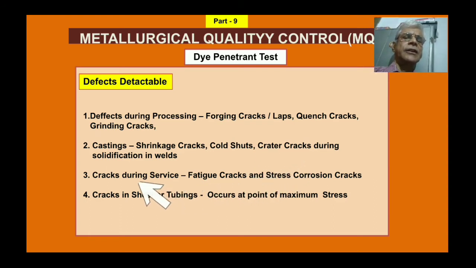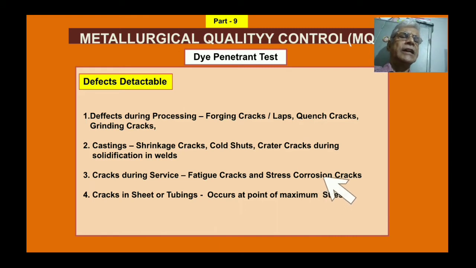Then cracks during service. When the part is applied, assembled, and then it runs, during service also sometimes you find fatigue cracks. They have developed, and this also you can see through dye penetrant. And stress corrosion cracks, particularly in marine application, these corrosion cracks develop and come up to the surface, and then you can see through dye penetrant test. And the last one is cracks in sheets or tubings. Again, it occurs at a point of maximum stress. Wherever maximum stress is there, crack will develop, and this you can see through dye penetrant.